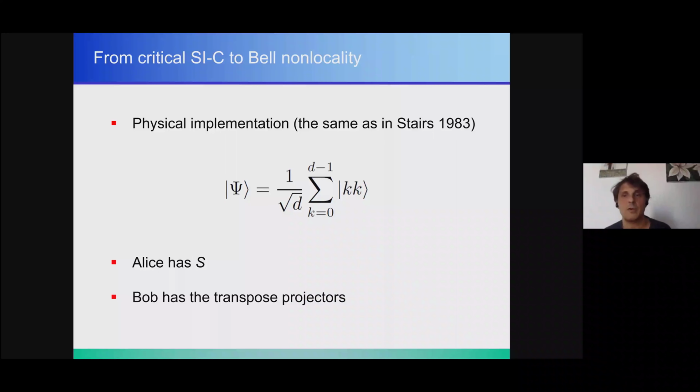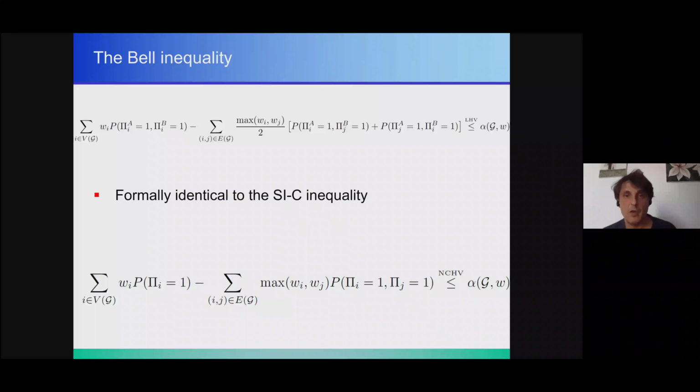And there's a second ingredient, which is the technical part: the proof that there is a Bell inequality, and you have it there, which is formally identical to the state-independent inequality that we had before. Formally means all the terms are the same, and in particular the bound is the same.